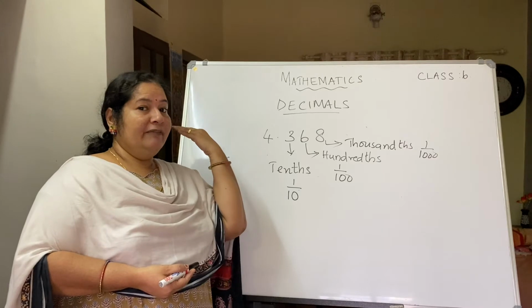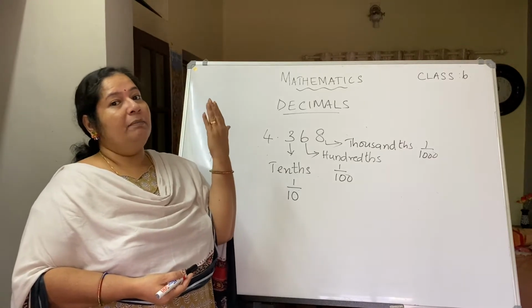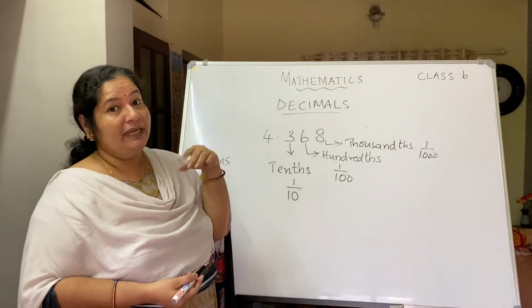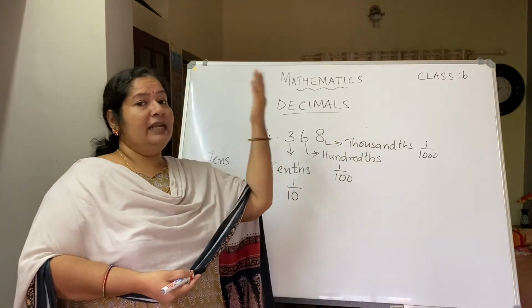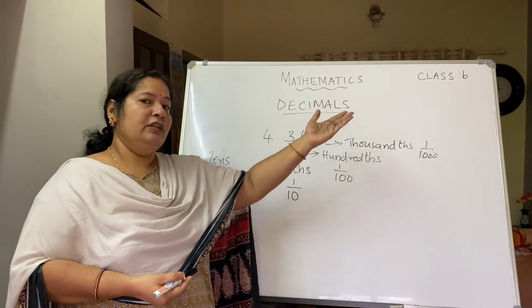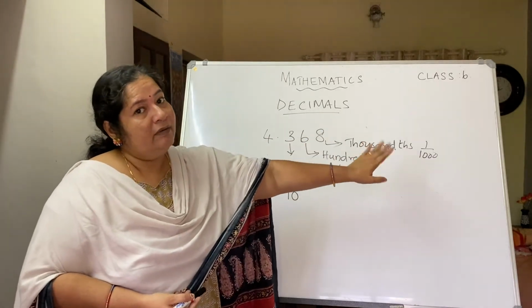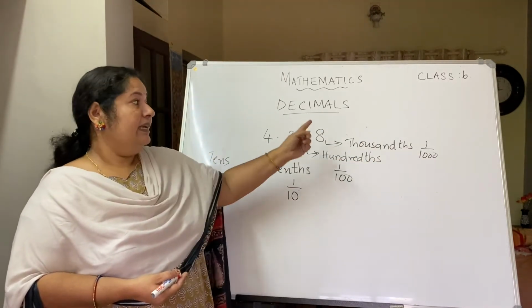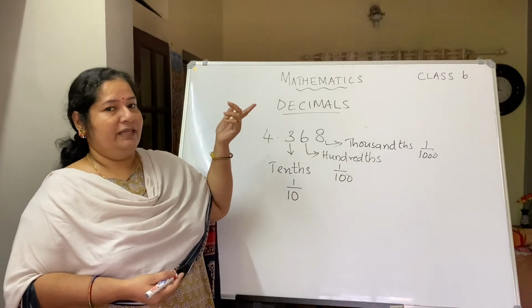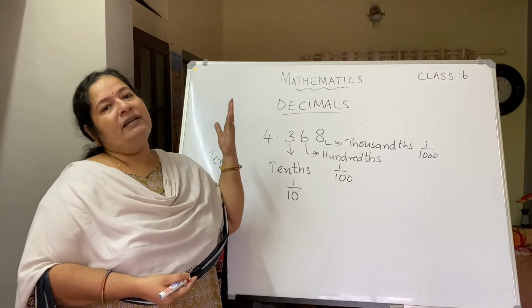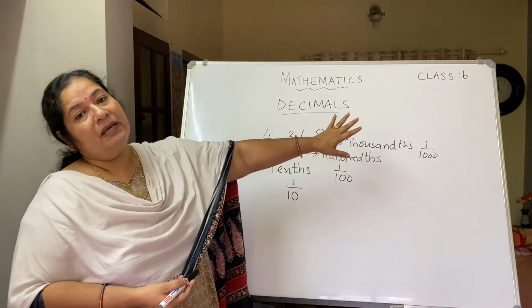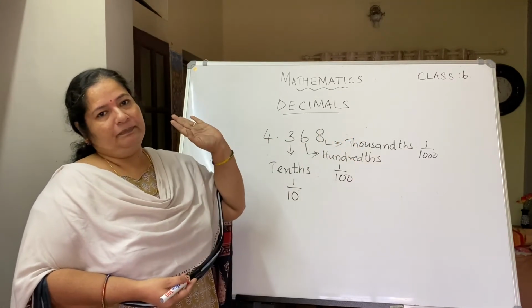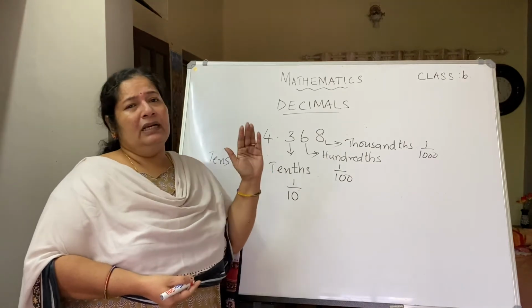In the whole number part, the value increases by 10 times. So as you move from right towards the left, in a decimal also, the value increases. In the decimal part, it increases by 1 by 10, and in the whole number part, it increases by 10. From here, that side, it decreases by 1 by 10. So that is about the place values.